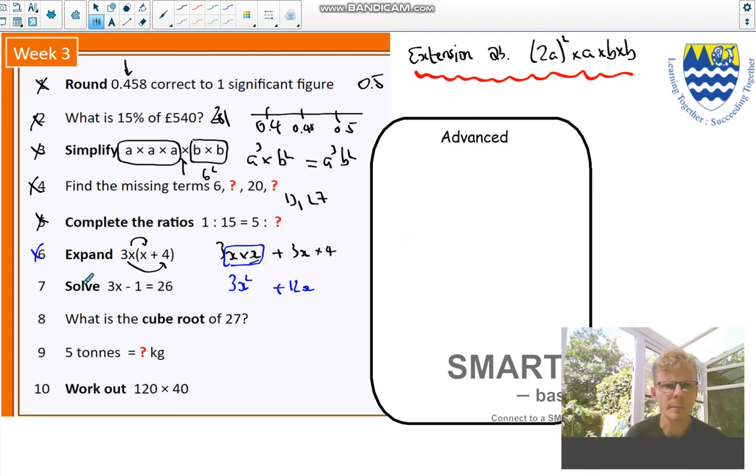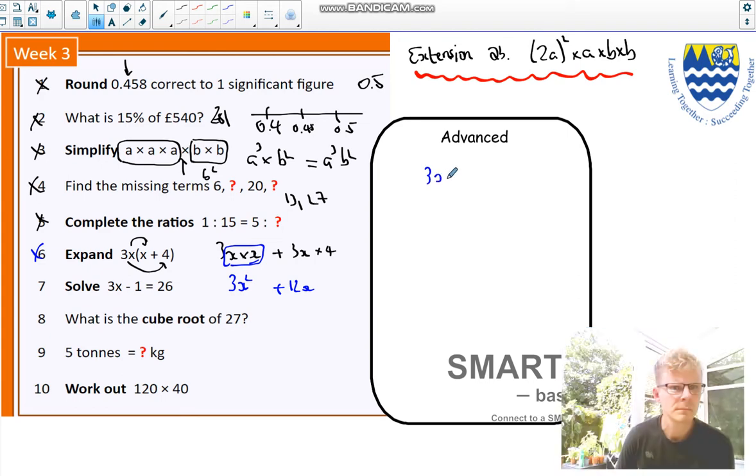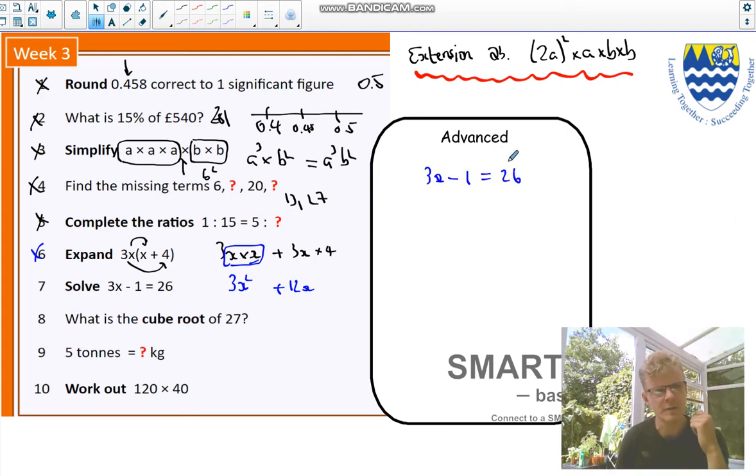Okay, welcome back. So for question 7 then, 3x minus 1 equals 26. Again, use those sentences. 3 lots of, so we've seen that down here, 3 lots of x. 3 lots of a number that I don't know, take away 1 from it is 26. Okay, box it off. This number here must be 27 because 27 take away 1 is 26.